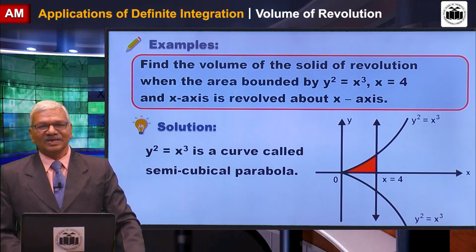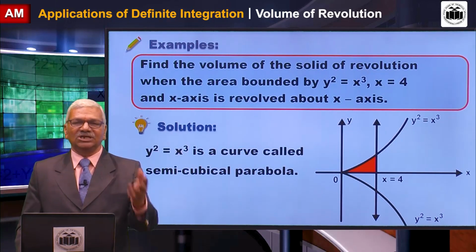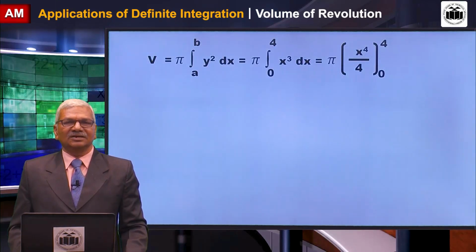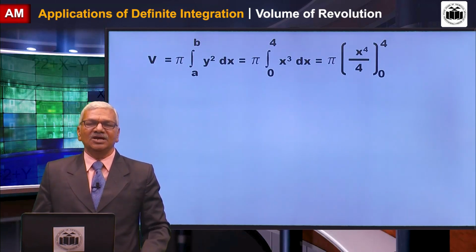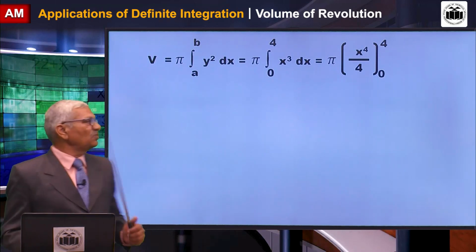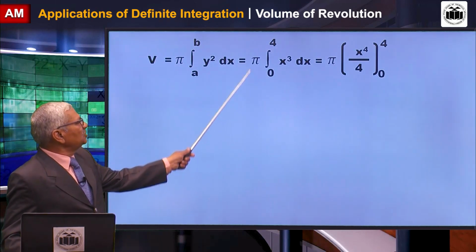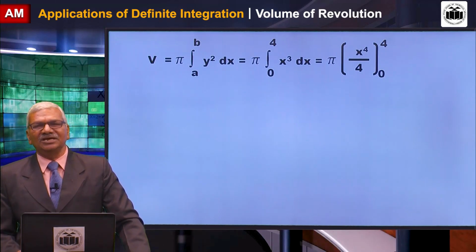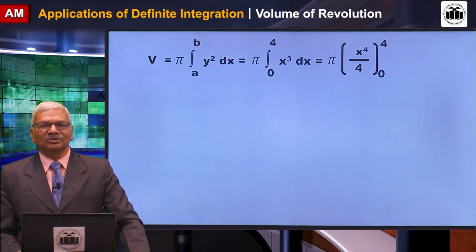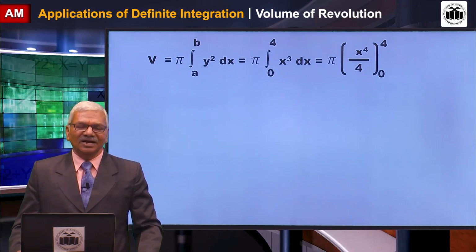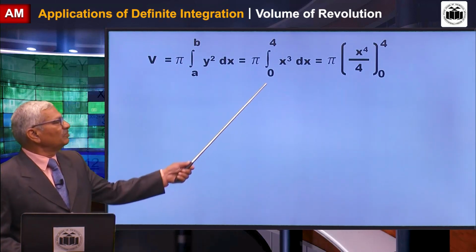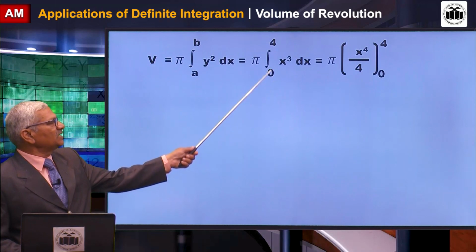So, what to do? Exactly, simply putting these values in the formula of the volume. What is the formula? Yes, right, pi integration a to b y square dx. Put these values, what do we get? Pi integration 0 to 4 x cube dx. X cube is a very simple function whose integration is x raised to 4 upon 4. What is the type of function? Algebraic function. And the integration of a power is very simple. Increase the power by 1, divide by the new power, remember. Now putting the limits, x equals 0, x equals 4.